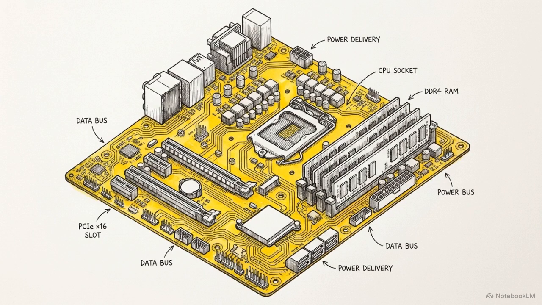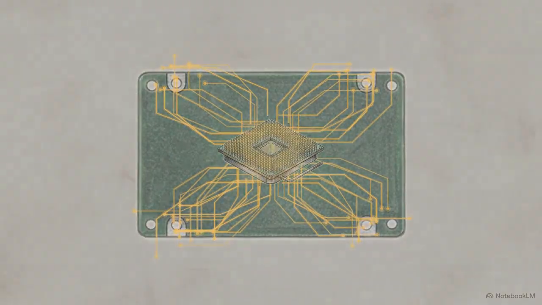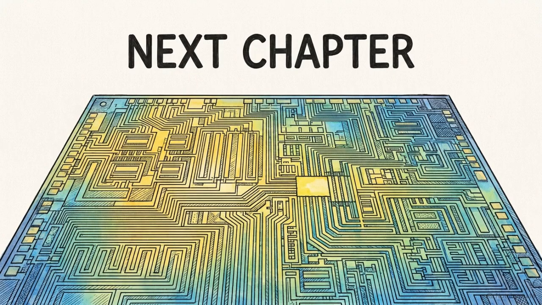With the structural topology completely mapped, we can now move past the copper traces and look inside the silicon itself. Next, we will explore exactly how those central processors compute the data they receive.